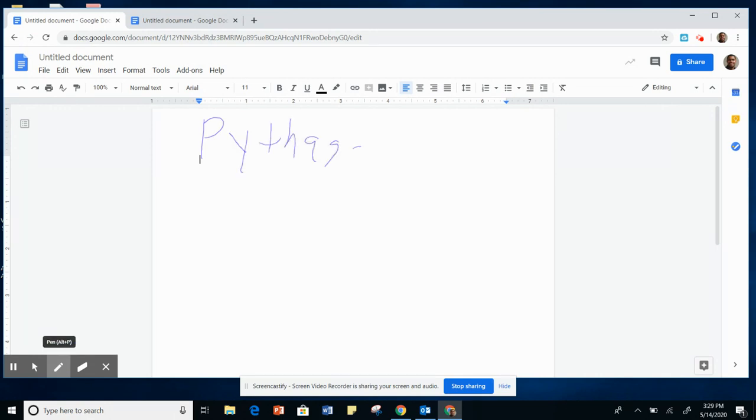Theorem. And the Pythagorean Theorem is, you can call it a formula, but it's a way to figure out the missing side of a triangle.